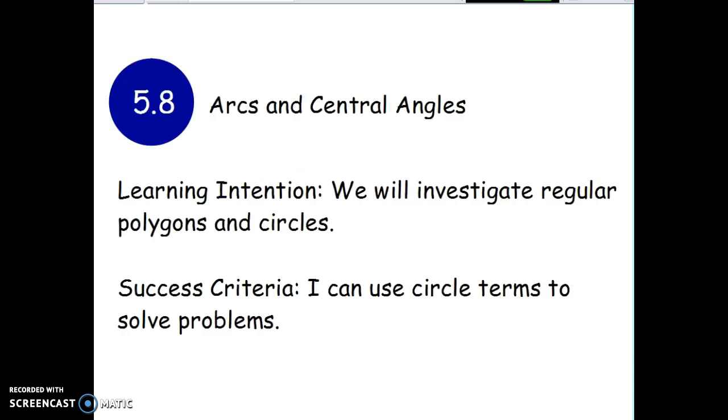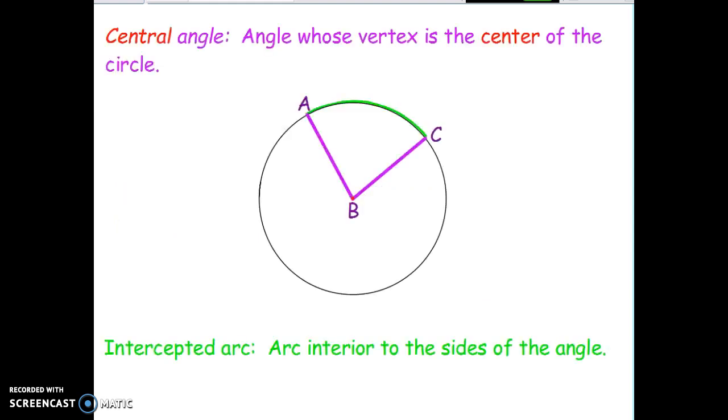Today, what we want to be able to do is use circle terms to solve problems. A lot of what we're going to be doing today is defining things and learning definitions and concepts. There's not a lot of application yet. We're going to get to that in the next couple of sections. But there are a few really important things that we need to talk about before we can move on.